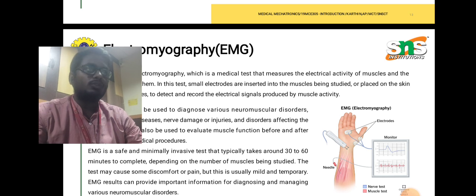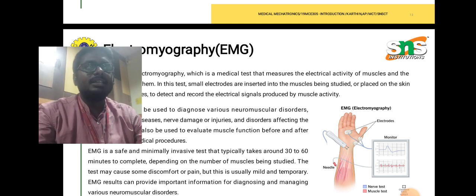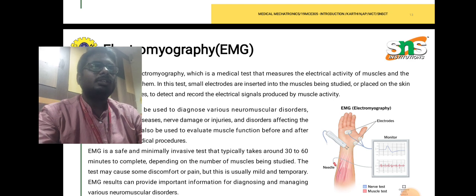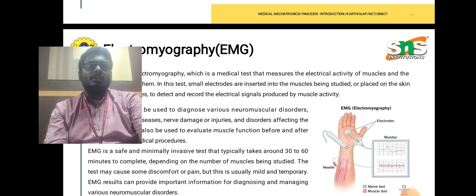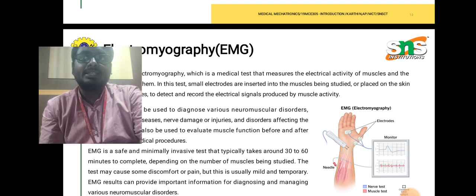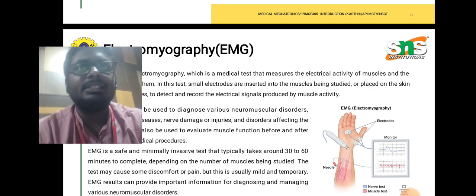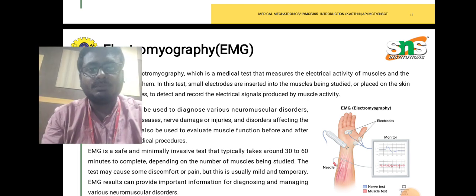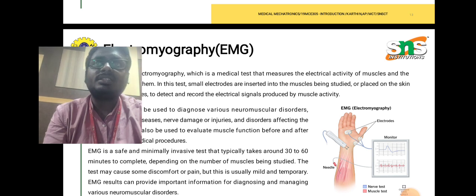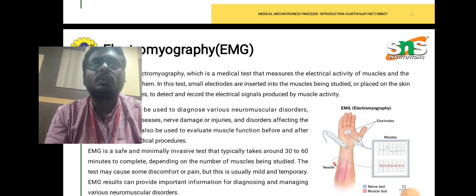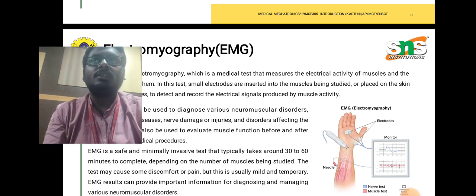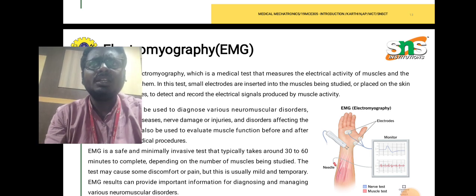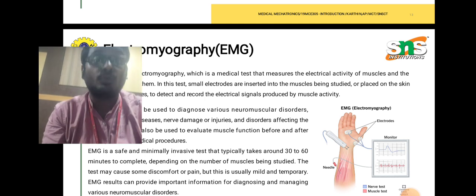EMG stands for electromyography, which is a medical test that measures the electrical activity of the muscles and the nerves that control them. In this test, small electrodes are inserted into the muscle being studied or placed on the skin overlying the muscles to detect and record the electrical signals produced by muscle activity. The EMG test can be used to diagnose various neuromuscular disorders, including muscle disease, nerve damage or injuries, and disorders affecting the spinal cord. It can also be used to evaluate muscle function before and after surgery or other medical procedures.